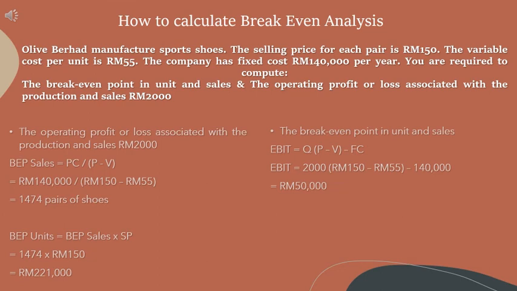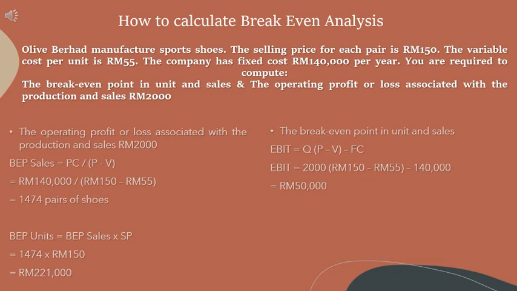Next, how to calculate break-even analysis. Based on the question, we have to find the break-even point in units and sales, and the operating profit or loss associated with the production and sales of 2,000 pairs. For this one, we use the formula BEP equals FC divided by P minus V. So 140,000 ringgit divided by 150 ringgit minus 55 ringgit, and we get 1,474 pairs of shoes.